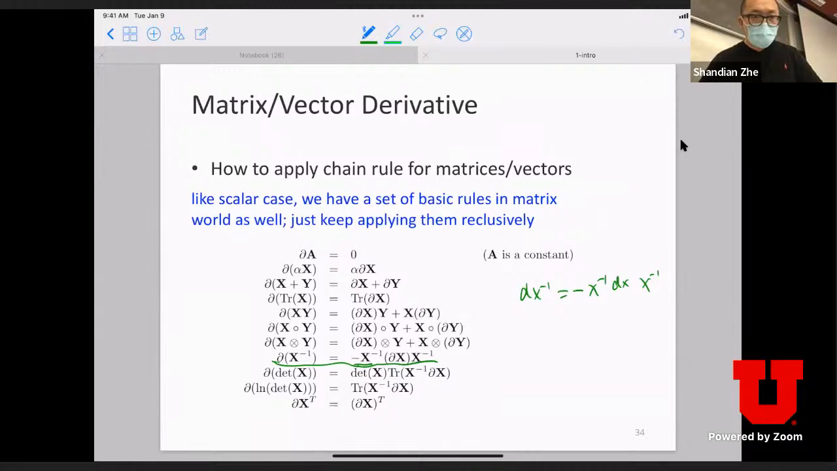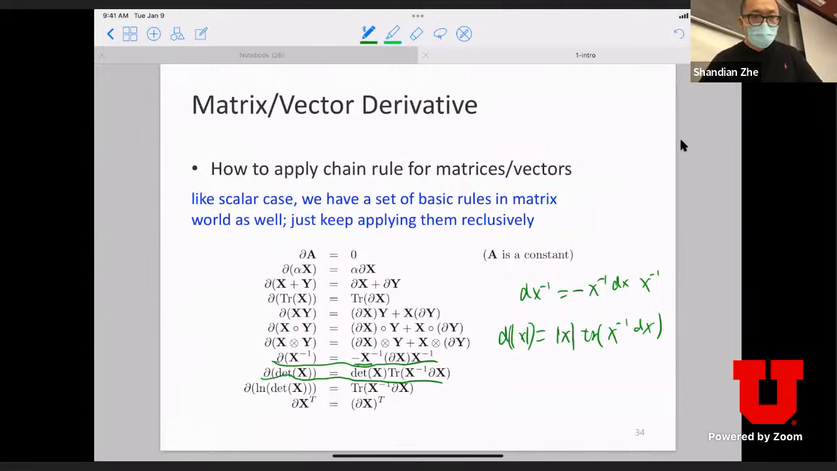If you want to compute the derivative of the determinant of a matrix, follow this rule: d determinant of x, because the determinant of x is a scalar, equals determinant of x times trace of x inverse dx. So what's the trace operation? Okay, perfect, I don't need to introduce what the trace is.